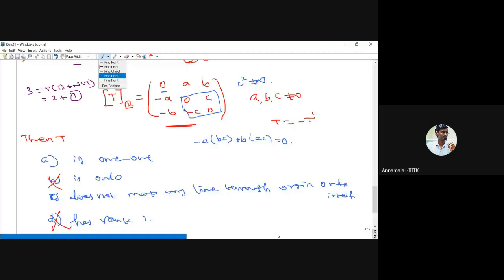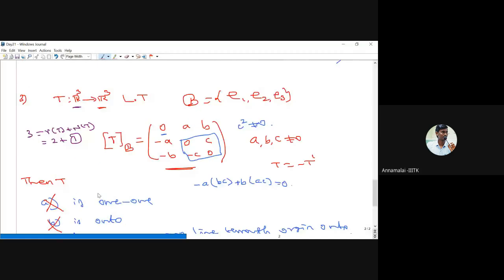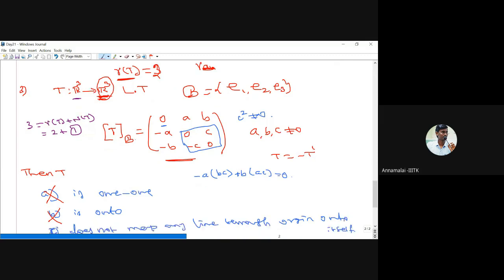Now look at the second option. Is it not onto? Because the rank is 2. When we say a function is onto, the rank of the function should be the dimension of the codomain, because the dimension of the range is the rank. Onto means the rank should be 3. The codomain dimension is 3, but the rank is 2. Therefore, it is not onto, and not 1-1 as the rank is 2.